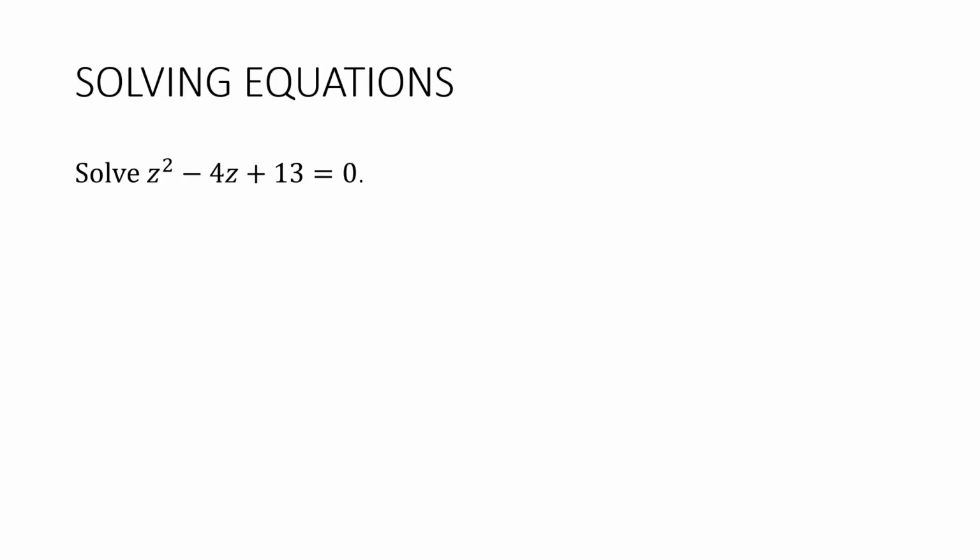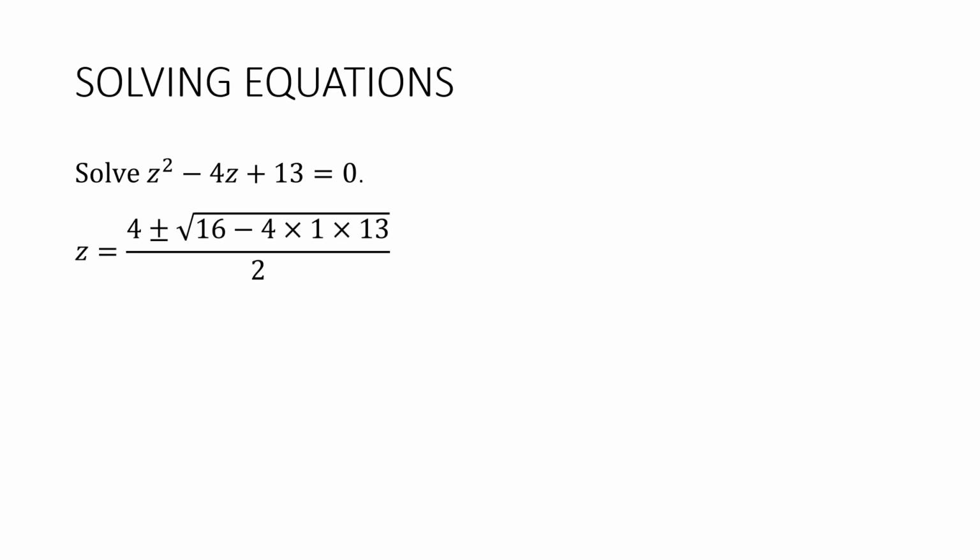So let's solve a couple of equations that are going to result in complex numbers. Our first one is solve z squared minus 4z plus 13 is equal to 0, and we're just going to use the quadratic formula. So z is equal to minus b plus or minus the square root of b squared, take away 4 times a times c, all over 2a. And tidying that up, we get 4 plus or minus the square root of negative 36 all over 2.